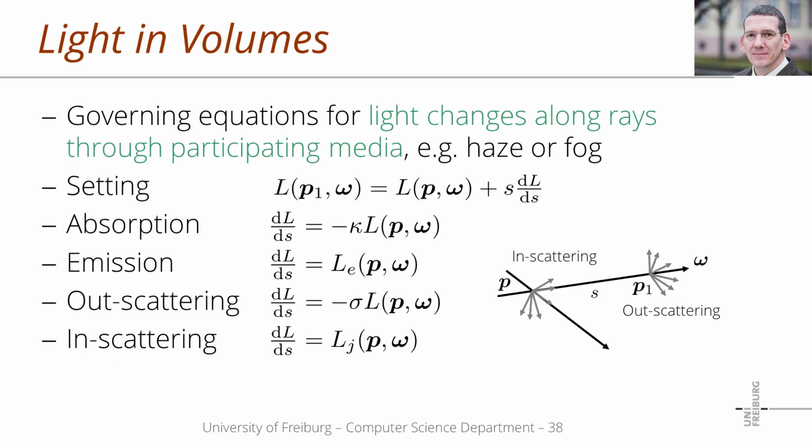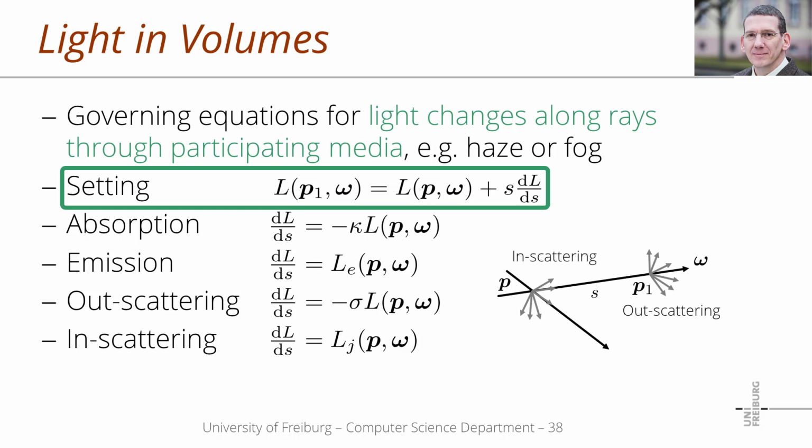In this course, we always assume that light only interacts with surfaces and that light does not change when moving through space in between surfaces. However, light transport is actually affected when light moves through space and when there is participating media in that space. In such a case, light moves, for instance, through two points in space, P and P1, along direction omega.